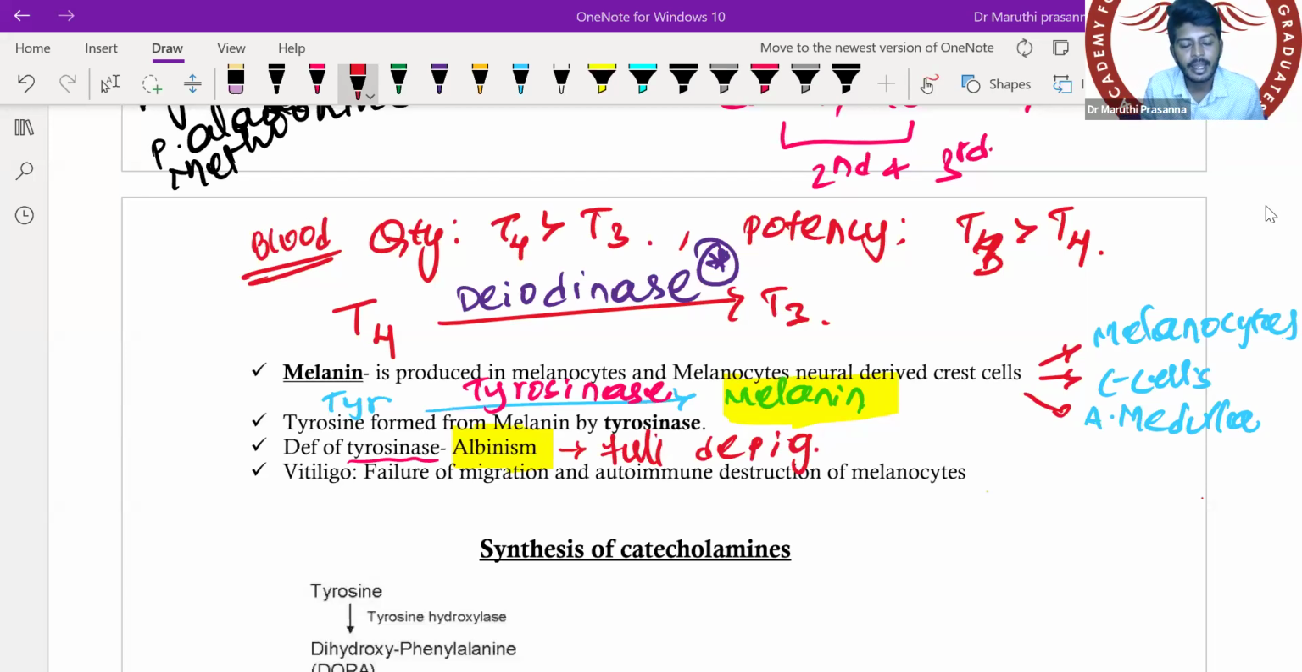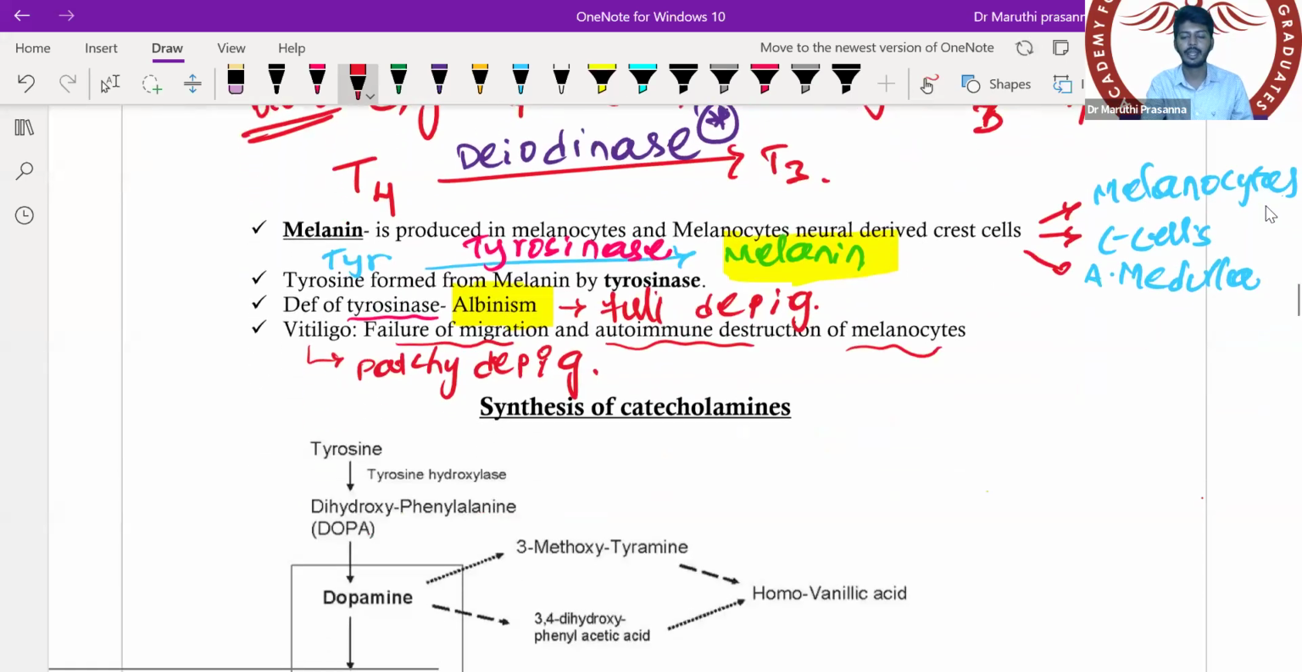Okay. Depigmentation. Then vitiligo. Vitiligo is a disease in which there is patchy depigmentation, so white patches are formed. That occurs as a result of failure of migration and autoimmune destruction of the melanocytes, leading to vitiligo. So vitiligo is patchy depigmentation versus albinism, which is full body depigmentation. Hope that is clear for you people.